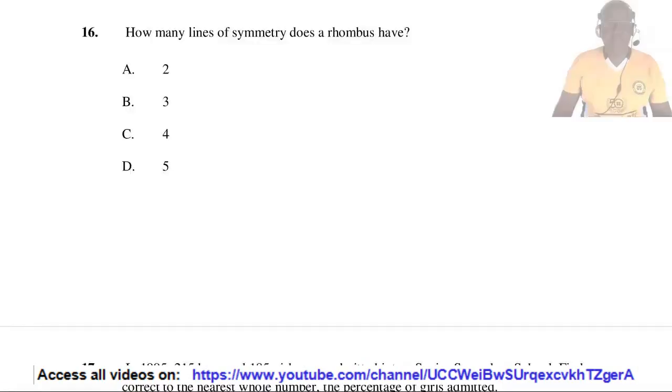Question 16. How many lines of symmetry does a rhombus have? The answer is A. That is 2.